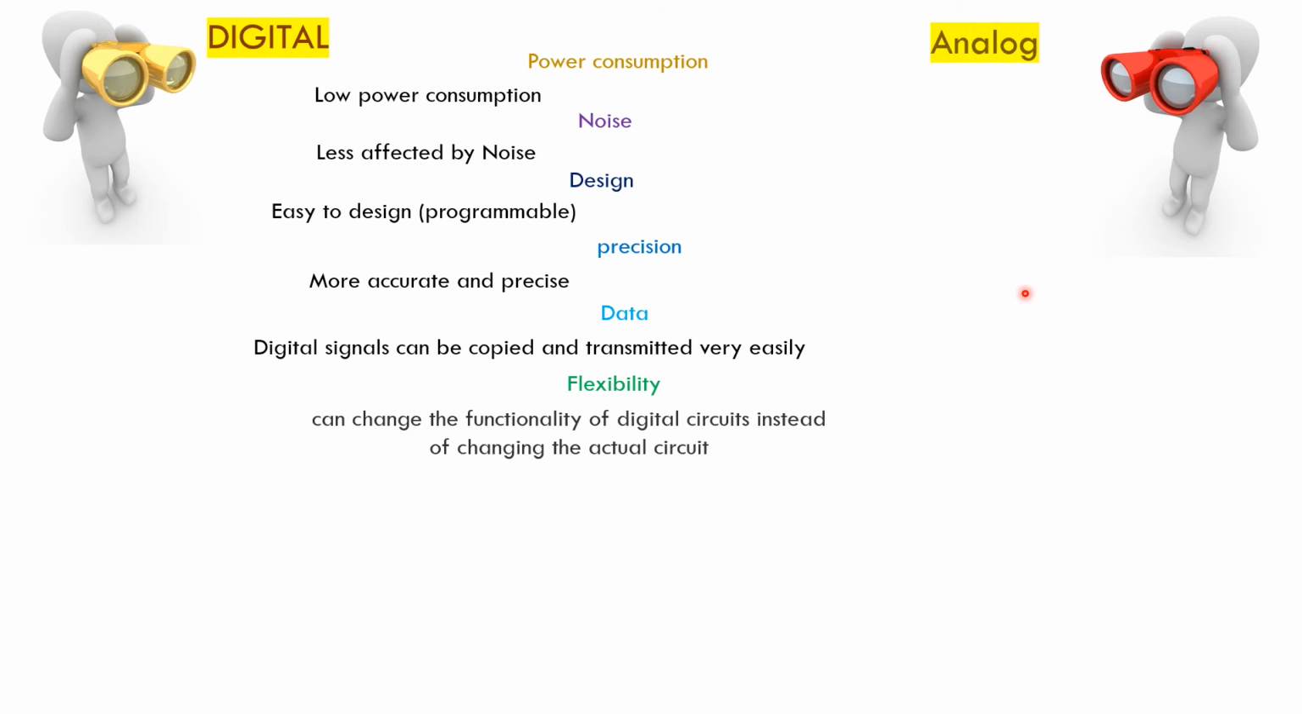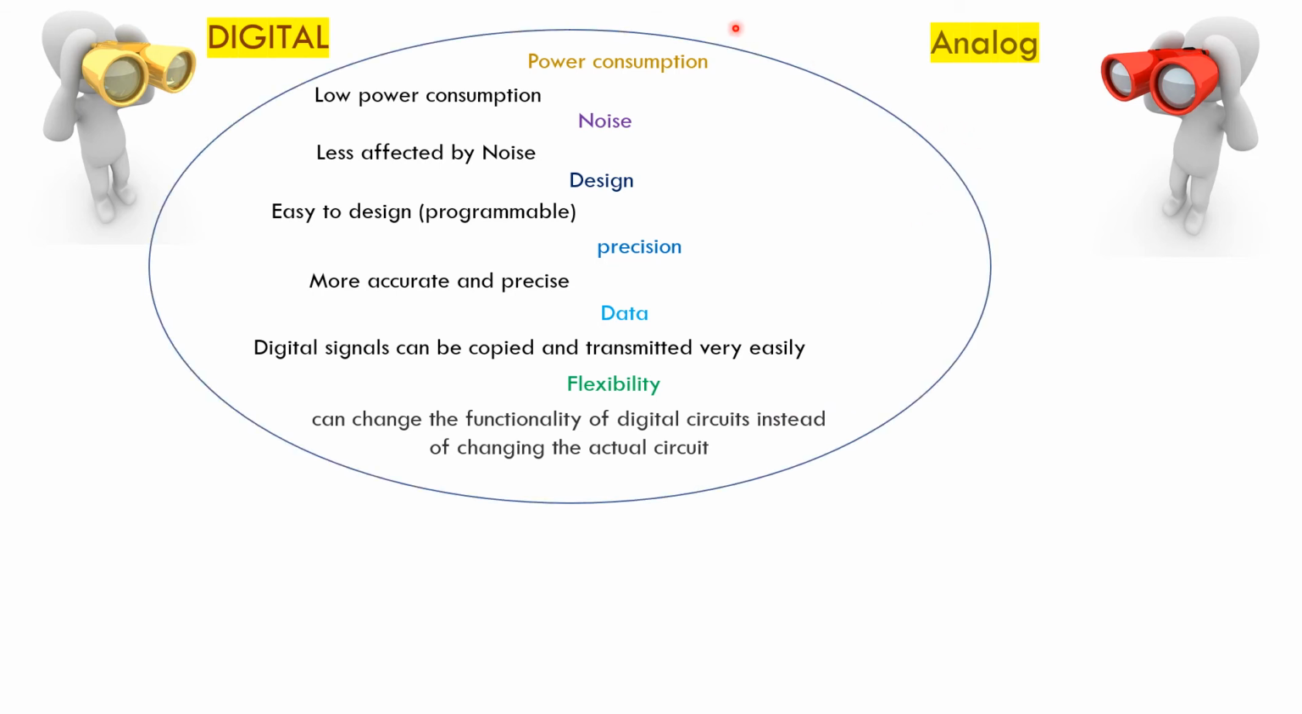And in the digital electronic system, if you want to change the functionality of digital circuits, you can change the functionality without changing the actual circuit. But in analog, it is difficult. So these are a few observations from both the systems. The digital electronic system has more advantages when compared to analog. Because of these advantages, people prefer the digital electronic system.